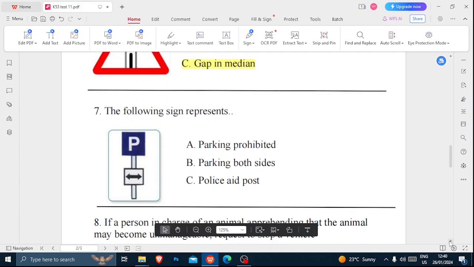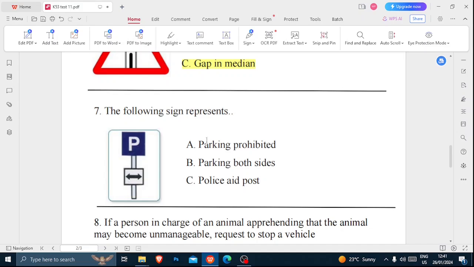Now let's look at number 7. The following sign represents, now if we have this P, right, it is a park sign. We also have this arrow showing both directions. So what do you think this means, guys? This is very simple and straightforward, right? If you see a P and an arrow that is showing in both directions, it means that you are being allowed to park in both directions.